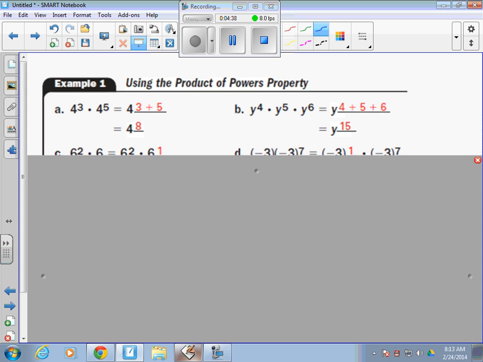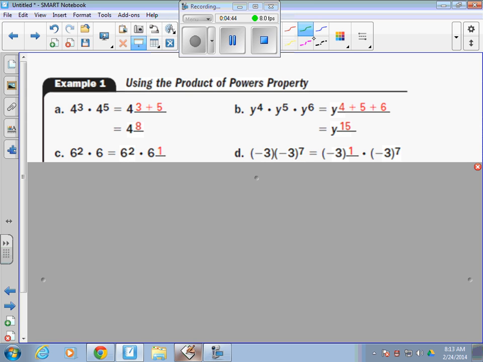The next two, 6 squared times 6. This will be one that people make mistakes on right here because they forget that there's an exponent written right there. Just like you can multiply anything times 1, just like you can put everything over 1, if an exponent is not shown, it is known to have 1 as its exponent.